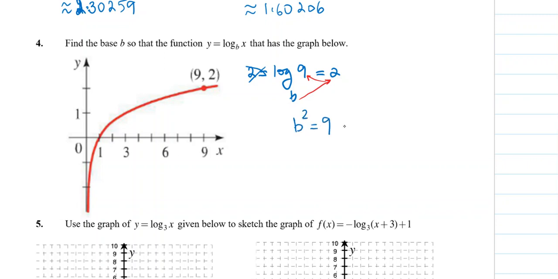Well, technically, this equation has 2 solutions, plus or minus 3, but just like with the exponential function, the base can't be negative. It has to be bigger than 0 and not equal to 1, so we can't accept the negative. b must be 3. So the equation of this function is log base 3 of x.